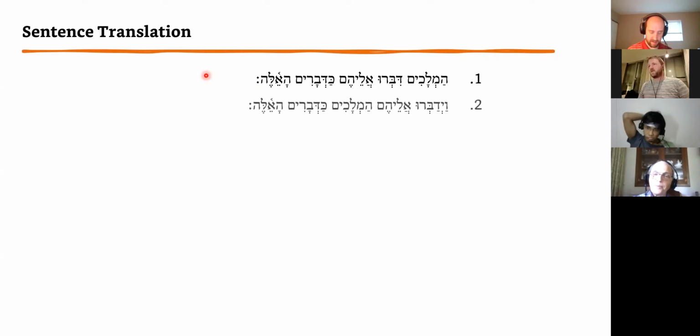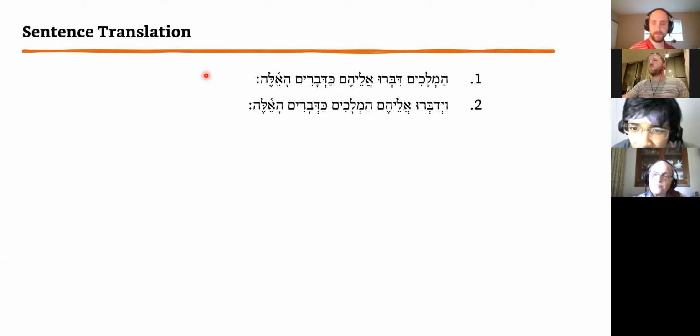Okay. The next one is the same sentence. It's been rearranged, and now it's been made into a vav consecutive. Hoshea, do you want to read this one to us? Vayidabru alehem. The middle letter is doubled, and that's a dagesh. It's not a V. What is it? Vayidabru.